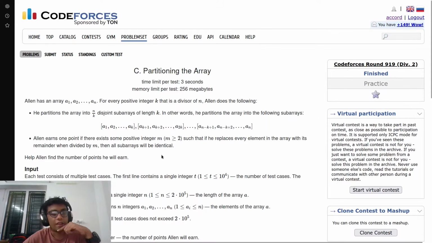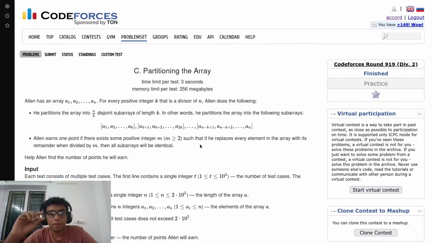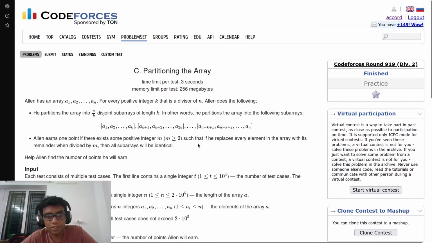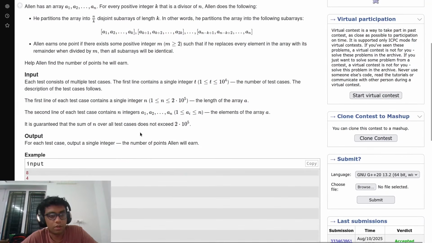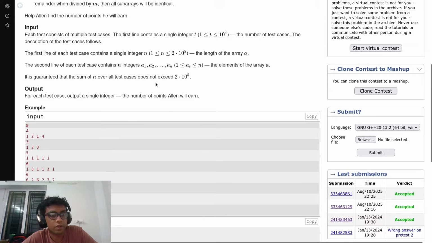Alan earns 1 point if there exists some positive integer m greater than or equal to 2, such that if he replaces every element in the array with its remainder when divided by m, then all the subarrays will be identical. We'll explore what this means by taking an example. The question says help Alan find the number of points he will earn.